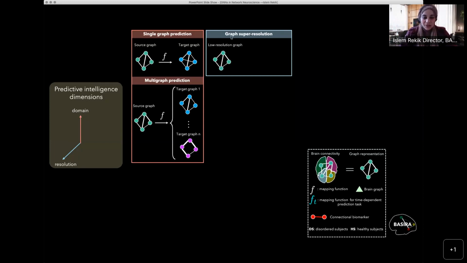So given a low resolution graph, you take a brain and parcellate it into different regions, like big blobs, for example. It takes, let's say, 1 hour to create this from the image itself.